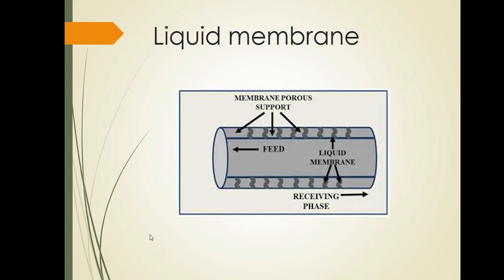Now, in the case of the liquid membrane, you have your feed here, and these are your membrane porous support, and this is your receiving phase. This side is the receiving phase, flowing in the direction opposite to that of the feed. And this is your liquid membrane, and you have the liquid membrane being supported by this support, which is porous as well.